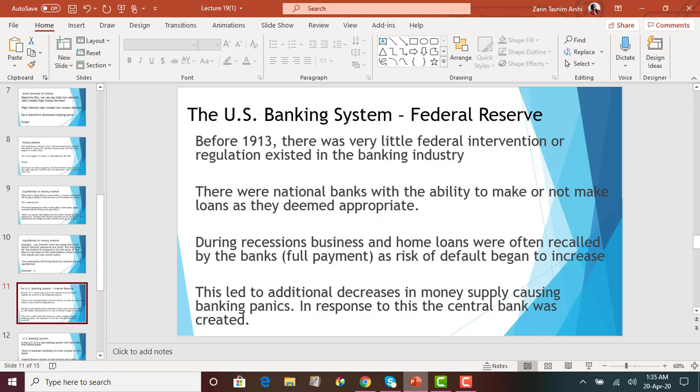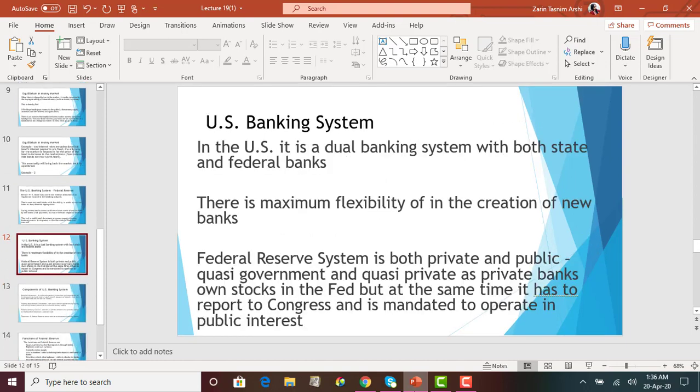So in the US, Fed, Federal Reserve, or central bank are used interchangeably. In the US, it's basically a dual banking system. Both the state and the federal government have banks. There are some state banks, local community banks, and there are some federal banks, which are national, like Bank of America, Wells Fargo, Chase. They are federal banks, okay?